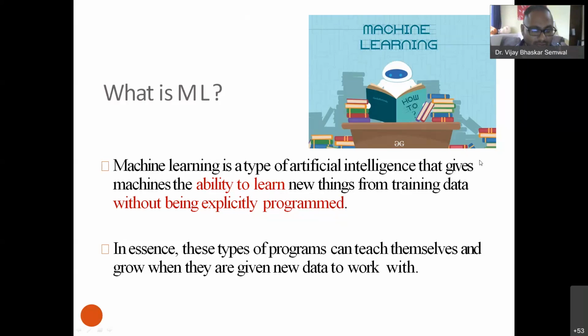So you are not explicitly programming. You are learning continuously through the data. Once learning is done, the model is prepared. That model can be utilized for prediction or other purposes. In essence, this type of program can teach itself and grow when it is given new data to work on. As experience grows, we become experts. We have exposure to such a variety of data, and similarly here, they can teach themselves and grow their capabilities.